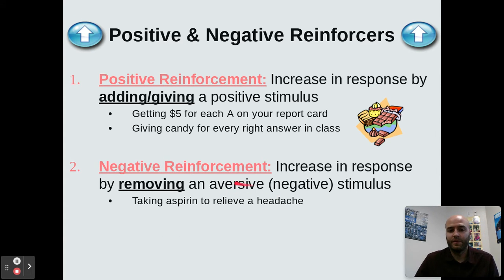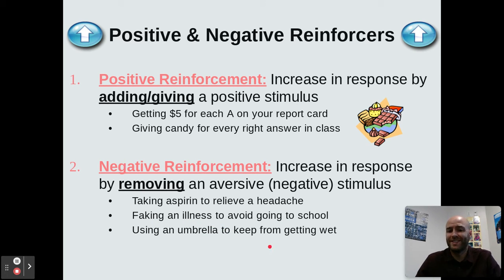Okay? For example, a negative reinforcement, you might take aspirin to relieve a headache. Right? That negative stimulus, that headache, goes away by taking aspirin, so you will continue to take aspirin in the future. Faking an illness to avoid going to school. You say, Mom, Dad, I'm sick. They say, all right, stay home. Well, you're probably going to do that again because now you don't have to go to school.